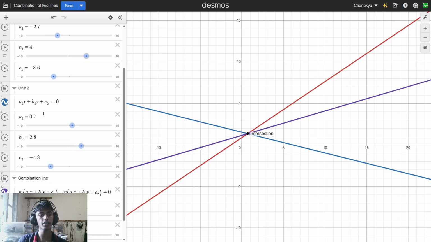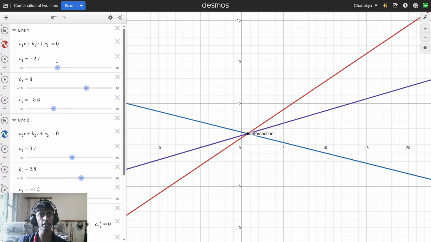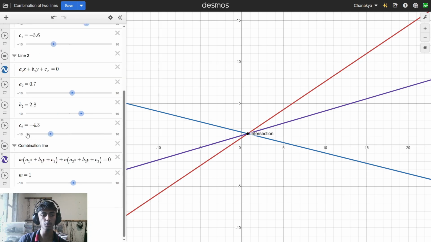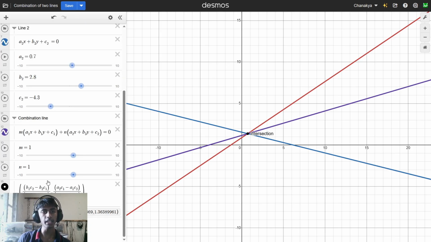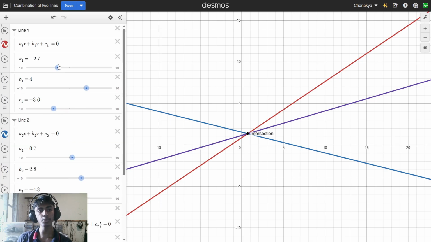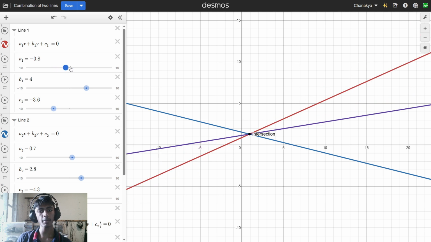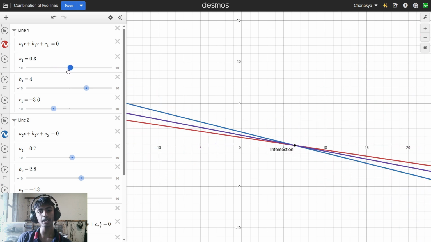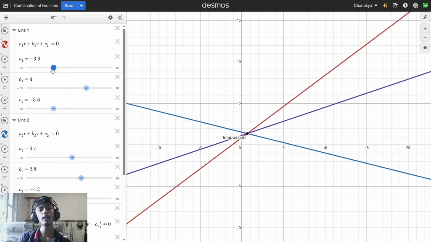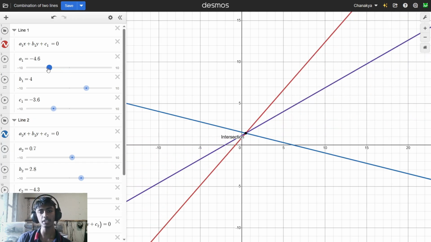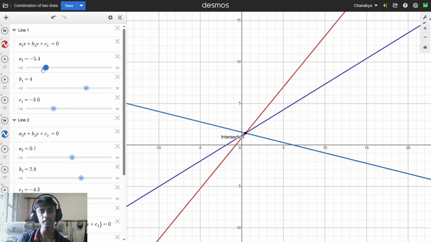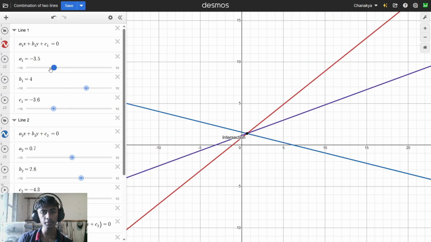On the left here, we can see all the values that we have in here. These A1, B1 and C1 are the constants of line 1. A2, B2, C2 are the constants of line 2. And M and N are the proportionalities at which we add the two lines to make a third line. So here you can see, if I take this slider for A1 and I move it back and forth, only A1 changes, and as A1 changes, since the purple line is dependent on the first line, line 1, it is also changing.